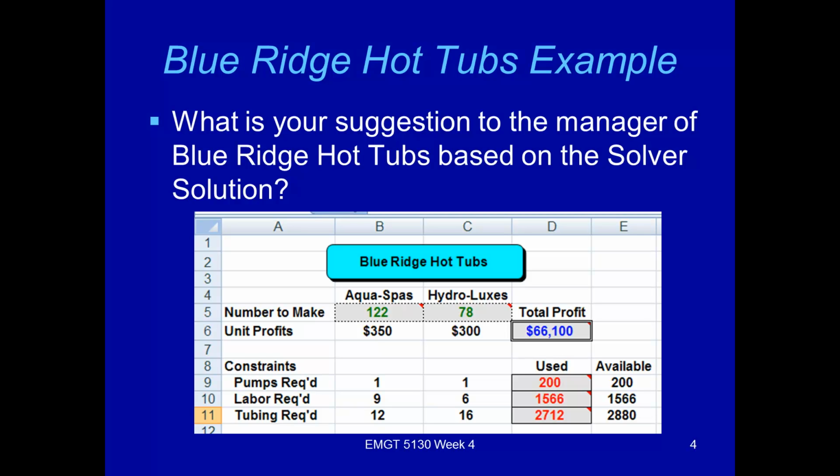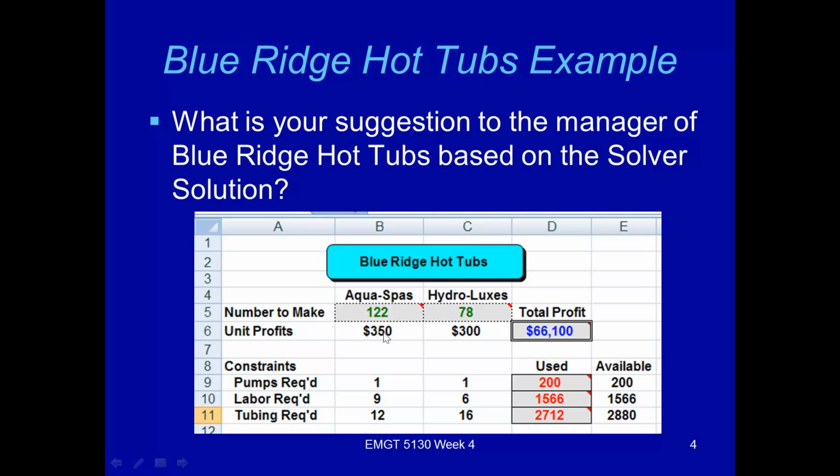Yeah. What's the suggestion to them? Okay. Okay. 66 labor. Okay, so make 122 Aqua-Spas and 78 Hydro-Luxes, right? So that's the suggestion. And what is the suggestion based on?